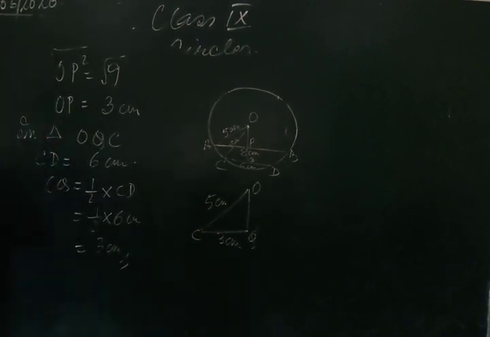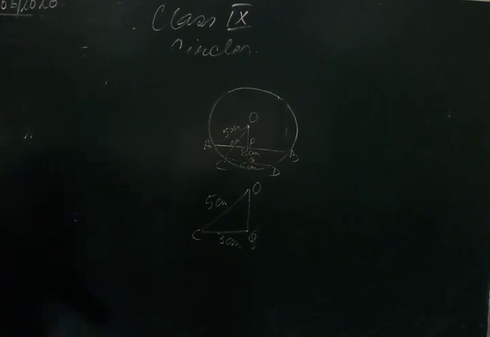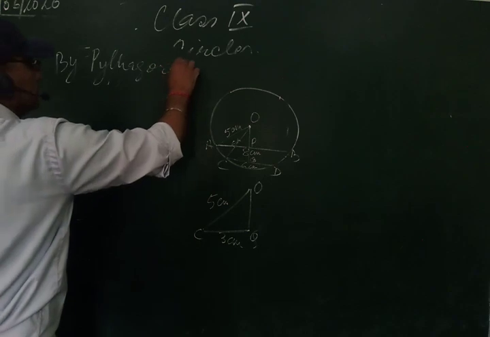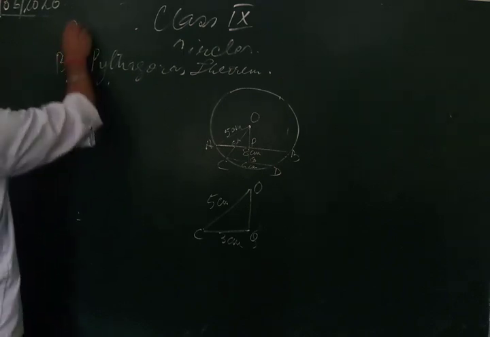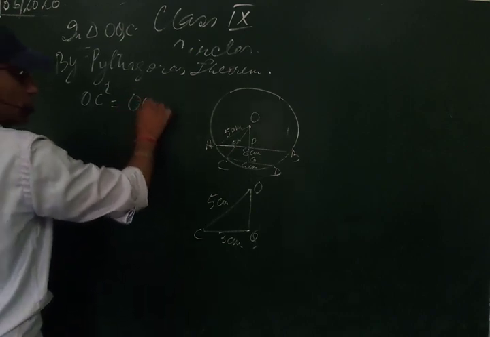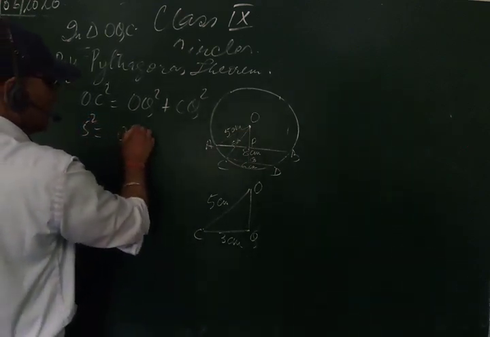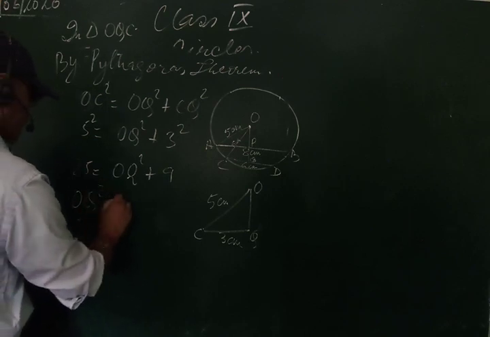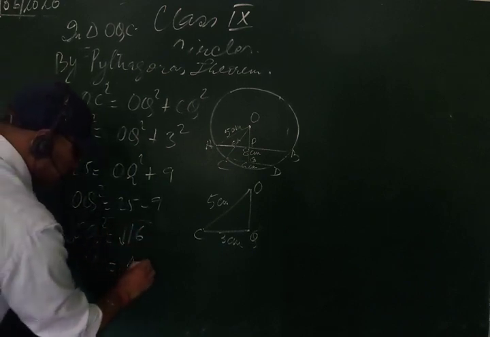Likewise, we are going to find OQ. Now, by Pythagoras' theorem, in triangle OQC, OC square is equal to OQ square plus CQ square. OC square, we can write 5 square is equal to OQ square, we don't know, plus 3 square. 25 is equal to OQ square plus 9. OQ square is equal to 25 minus 9. OQ square is equal to 16. OQ is equal to, taking the square root on both the sides, 4 centimeters.